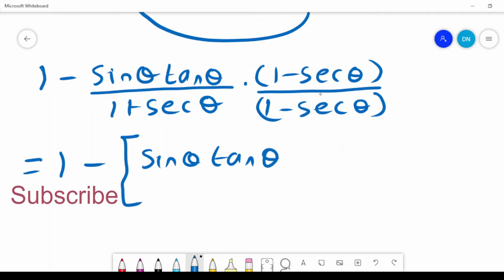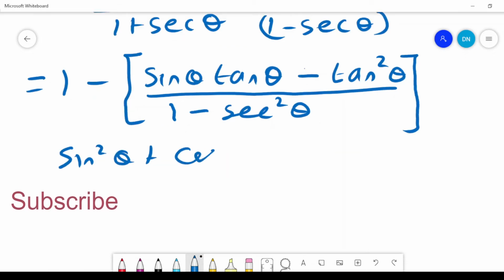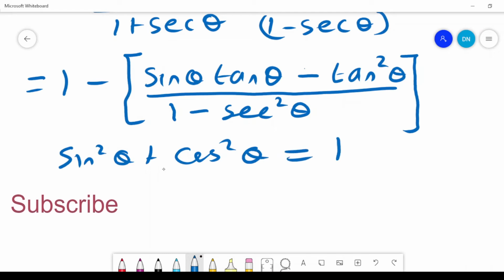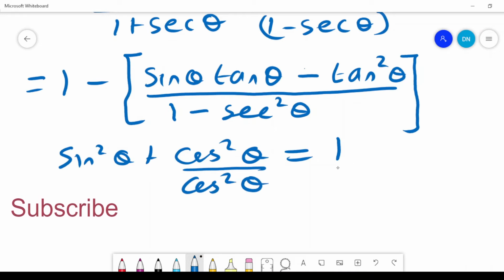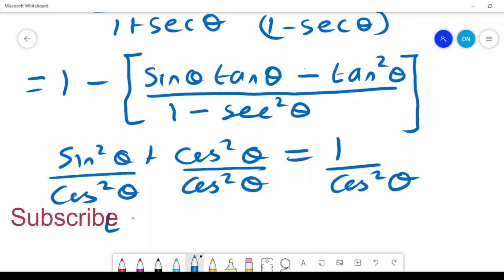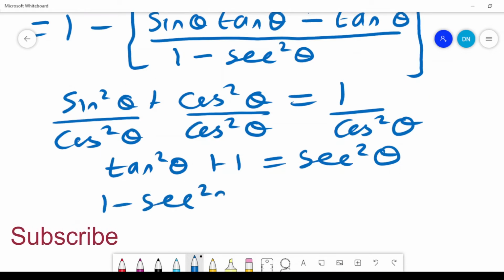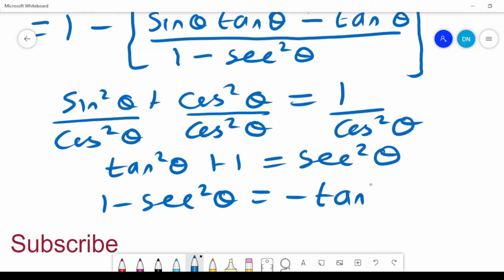We know that sec theta is 1 over cos theta. So this gives me minus tan squared theta. And everything is divided by 1 minus sec squared theta. Sine squared theta plus cos squared theta is equal to 1. So if I divide through by cos squared theta, I know that tan squared theta plus 1 is equal to sec squared theta. 1 minus sec squared theta is equal to minus tan squared theta.